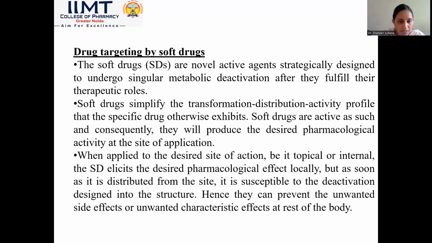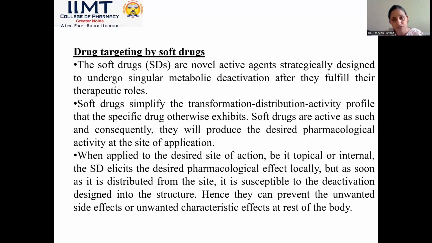So soft drugs are active and consequently they produce the pharmacological effect. After producing the pharmacological effect, after being removed from the site of action, they are metabolized by the enzyme or by the proper mechanism. When applied to the desired site of action, topically or internally, it shows the pharmacological effect. After that, it is distributed away from the site of action and deactivated by the enzymes or by metabolism. Hence, they can prevent unwanted side effects or unwanted characteristics.